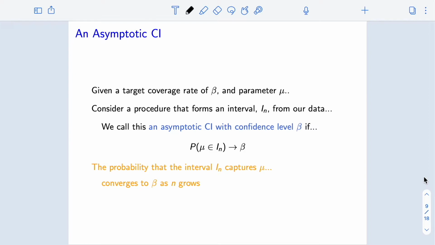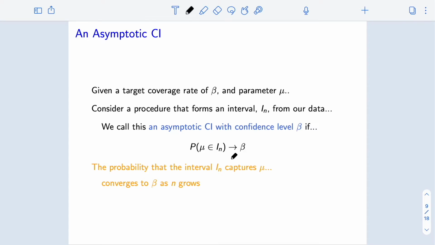So how do we define this? Given a target rate of coverage beta and a parameter of interest mu, we think about a procedure that forms an interval from our data. So again, this is a stochastic interval. And we call this an asymptotic confidence interval with level beta if the probability that mu, our parameter of interest, is captured by this interval converges to beta as n goes to infinity. So again, how does this differ from the confidence interval we talked about before? Before we said that this had to equal beta, and now we're saying it just has to converge to beta.